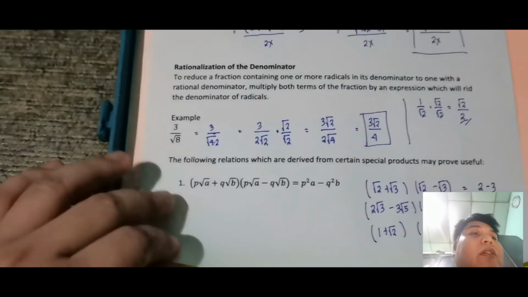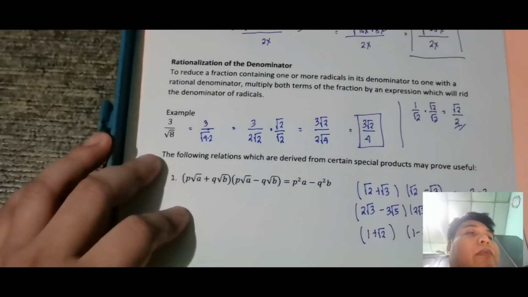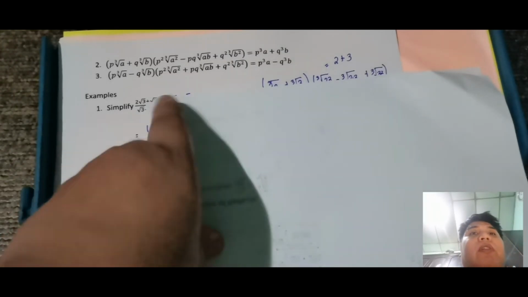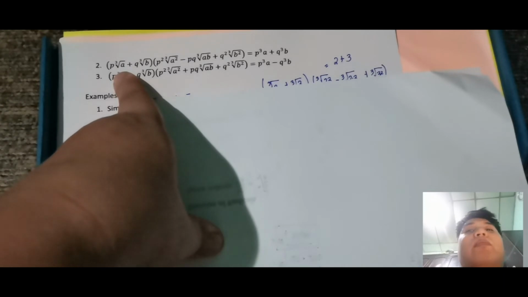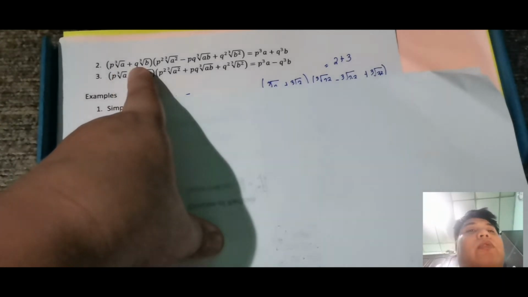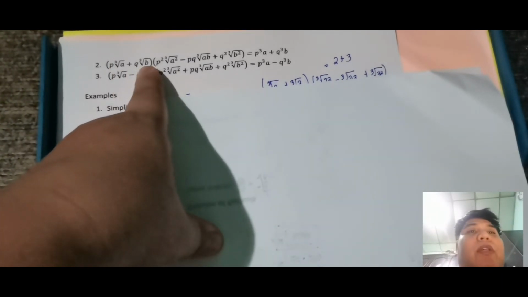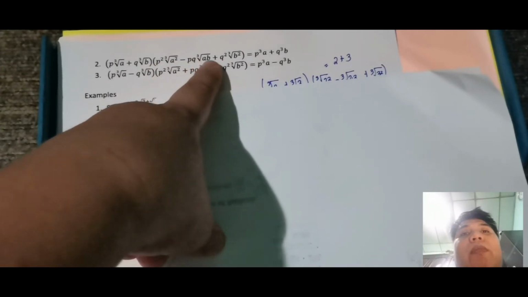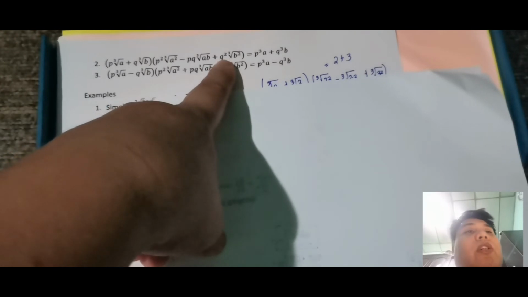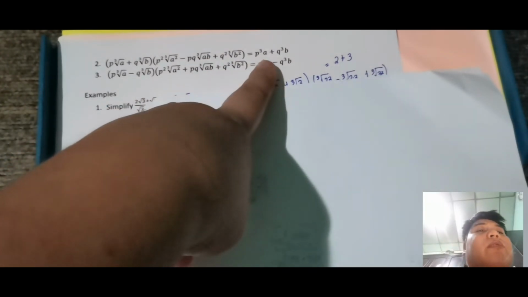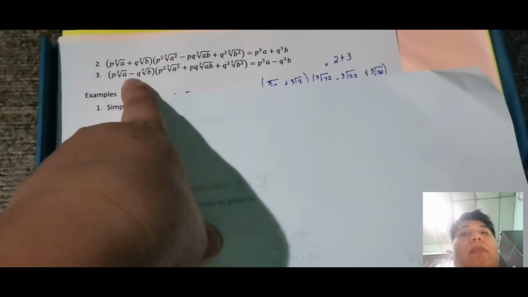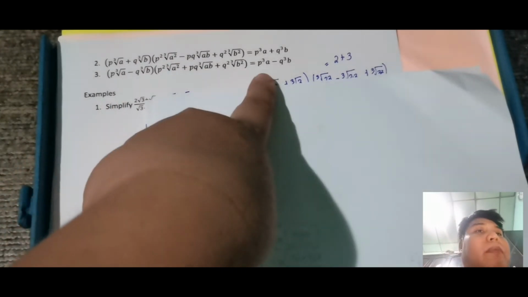Okay, so let's have example para mas maintindihan nyo. Okay, so ito yung gagawin natin. So for example, meron tayong P cube root of A plus Q cube root of B. I-multiply mo daw siya sa P squared cube root of A squared minus PQ cube root of AB plus Q squared cube root of B squared. So that's simply P cubed A plus Q cubed B. Also, pag minus, similar lang, kaso dito minus plus plus. Okay, then minus yung result doon.